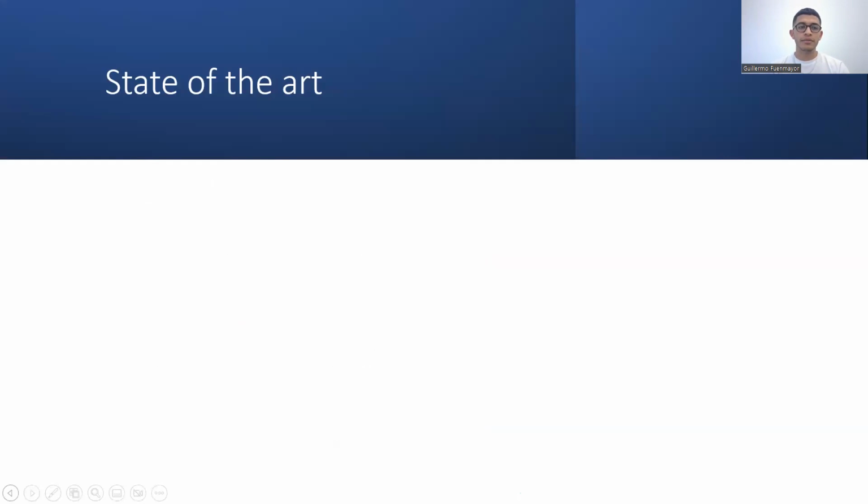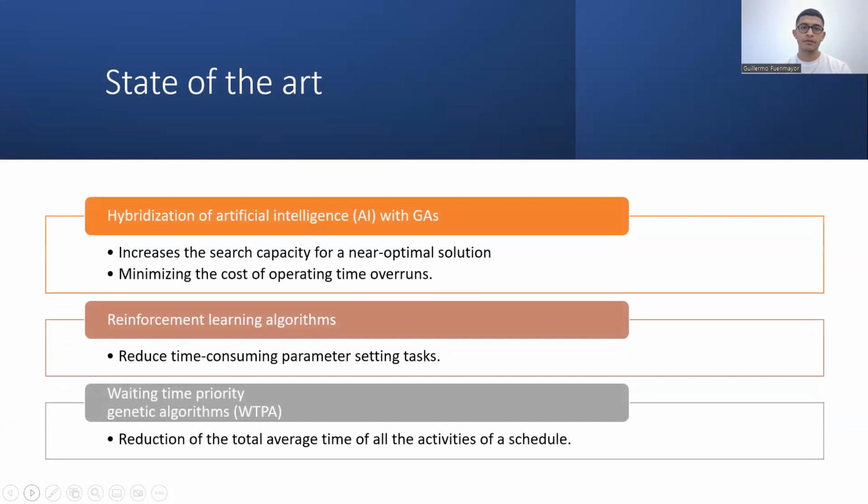In the state of the art, we have defined three categories. The first helps us to increase the research capacity for a near optimal solution, minimizing the cost of operation time overruns. Reinforcement learning algorithms reduce the time-consuming parameter setting task. And finally, with waiting time priority, genetic algorithms help us in the reduction of the total average time of all the activities of a schedule.